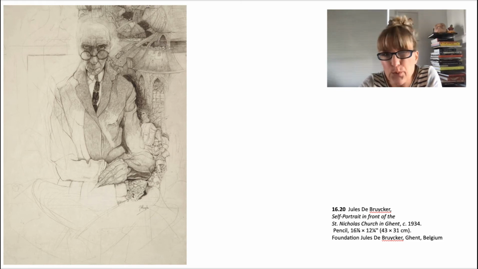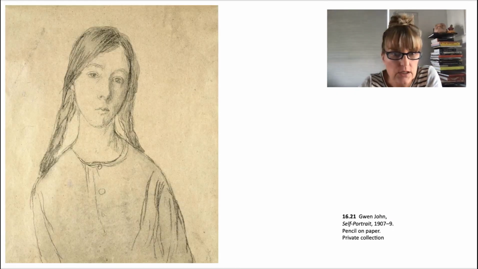So this is kind of what we're going to do. We're going to have our drawing board on our lap or on a chair in front of us, and sitting in front of a mirror and drawing, maybe not the full figure, but our seated selves. Self-portrait, Gwen John, from 1907 or 1909.